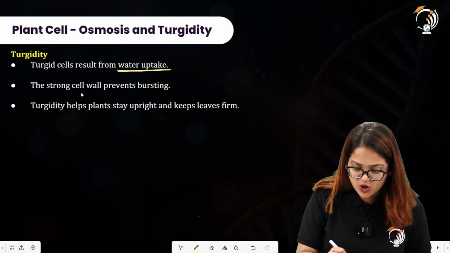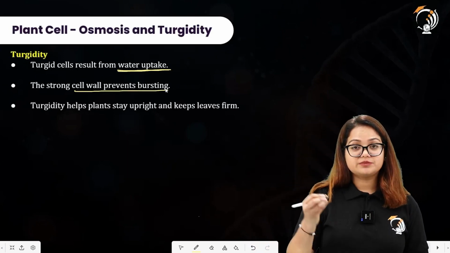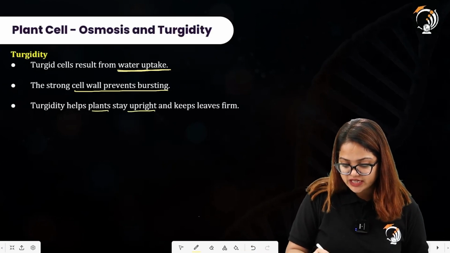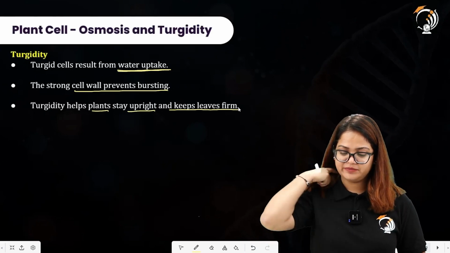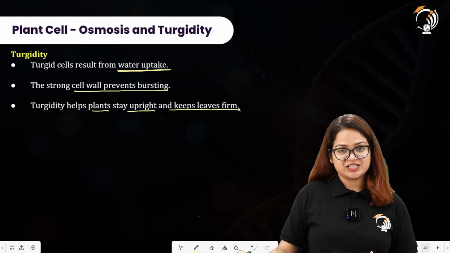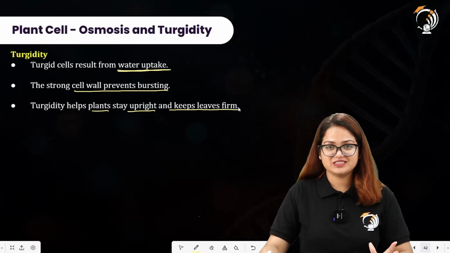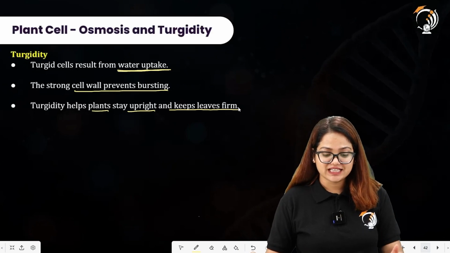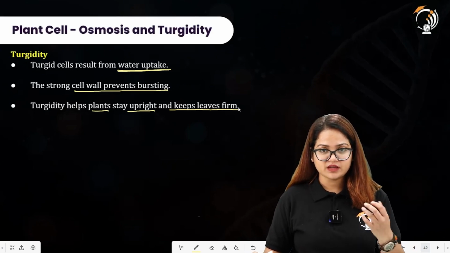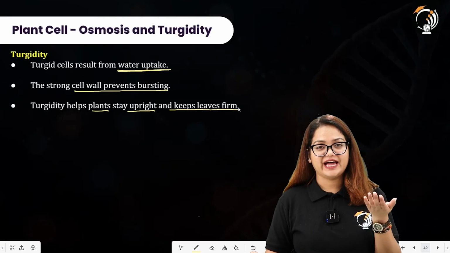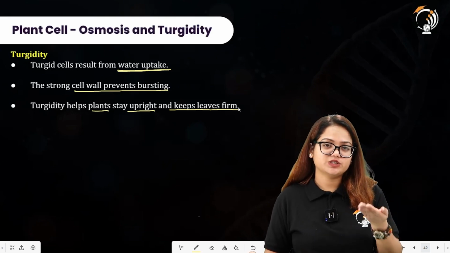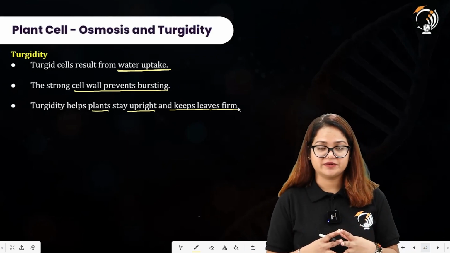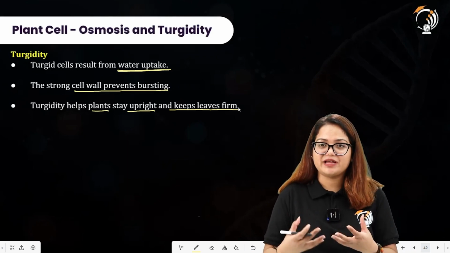All right. The strong cell wall prevents the plant cell from bursting. Turgidity helps the plant cell to stay upright and keep leaves firm. So due to the presence of turgidity, which has happened due to the intake of water into the cells, the cells are now firm and quite rigid in shape, so as to provide the plant its firmness and help the plant to stay upright.